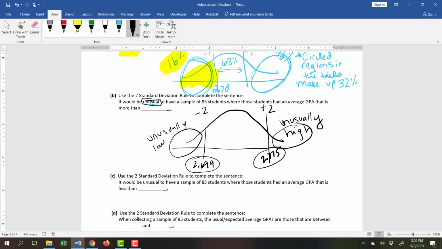So which ones are the statistics that are unusually high? Those that are more than 2.775. These up here. It would be unusual to get a group of 85 students that had a GPA more than 2.775. Those statistics are unusually high.